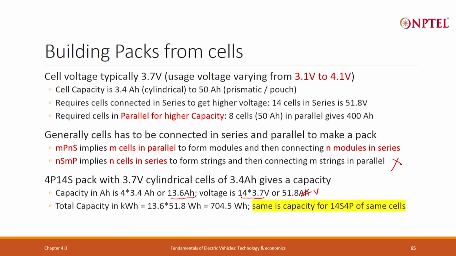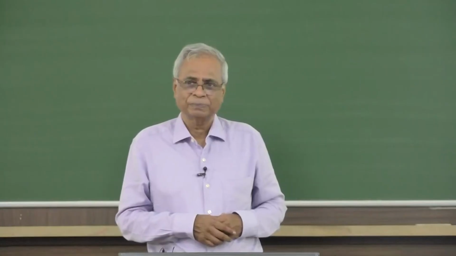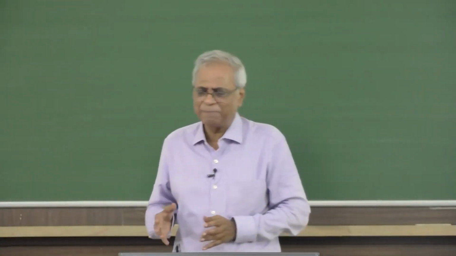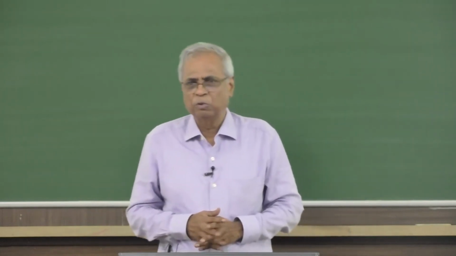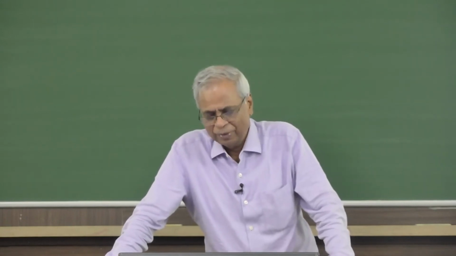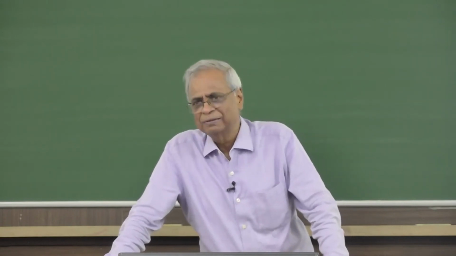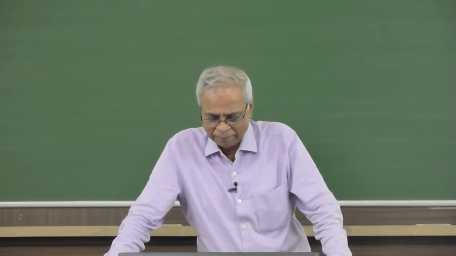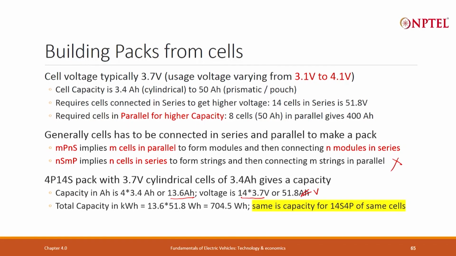What if I did 14S first and then 4P? Well, I will get the same capacity. Capacity does not change, but you will see the other impact of it. So, in a very simple way, you can say 4 into 14, 56, multiplied by the capacity of the cell in Ah multiplied by 3.7 volt, that is the total capacity. But now let us go back to MPNS and NSMP.